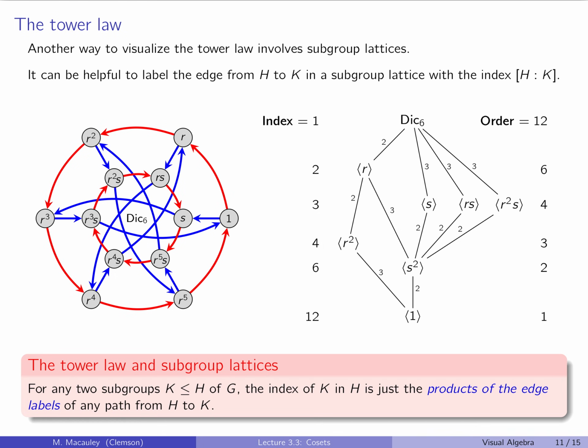The Tower law says that if we have one subgroup K contained in H, then the index of K in H is just the product of the edge labels from any path from K to H. So for example, let's say that H is just the entire thing, because this isn't really big enough to properly illustrate this, and K is down here. Then what's the index of K in H? Well, we just take any path, say here, and we just multiply those edge labels. So 3 times 2, or alternatively, 2 times 3.